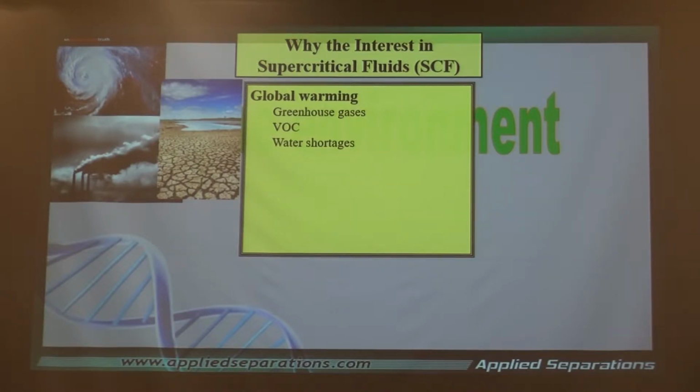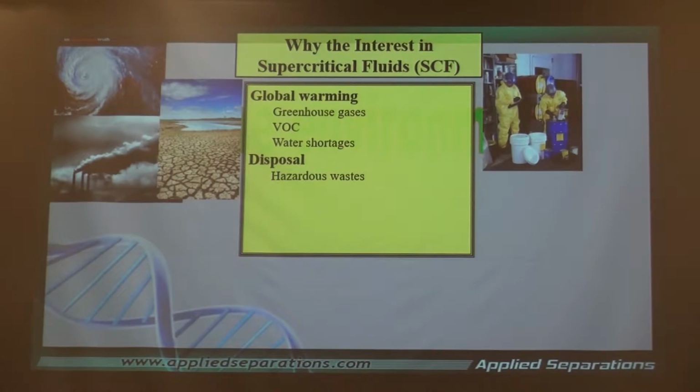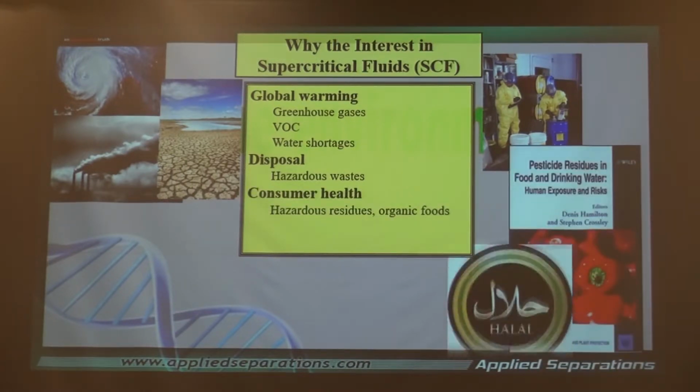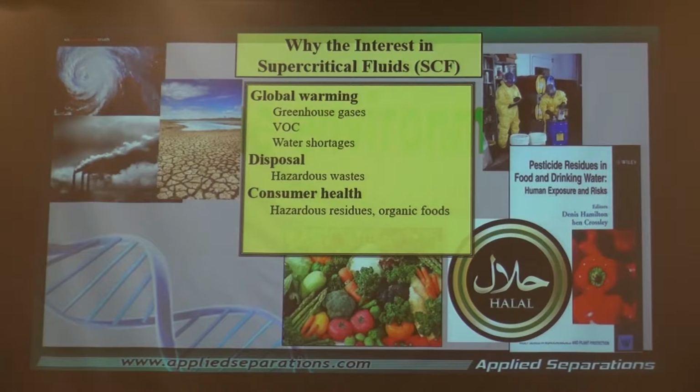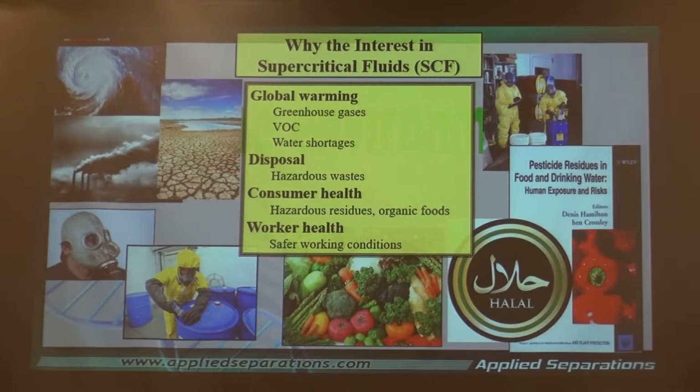VOCs, volatile organic compounds, water shortages, the disposal hazards of hazardous solvents, and everyone now is concerned more and more with safe food, organic foods, and the idea of no residues in the food, making this more and more a halal type of food. And then in addition, we're also looking for better health and environment for our workers.